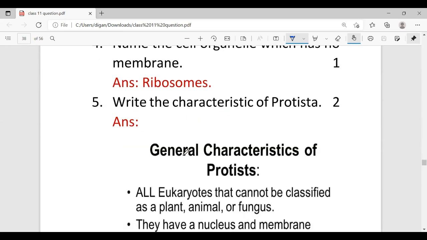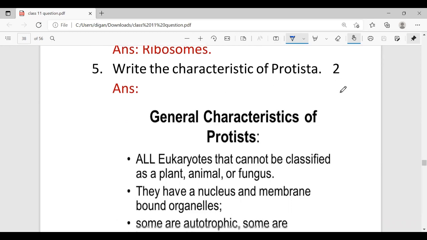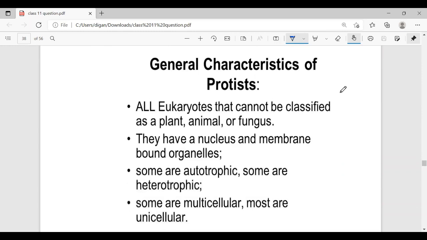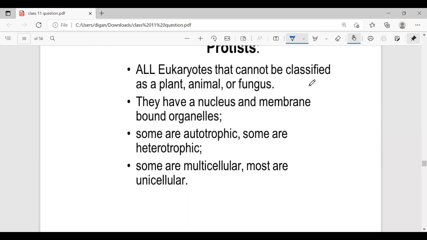Next, question number 5: write the characteristics of Protista. This question is carrying 2 marks. So if you write 2 points, that will also be sufficient. But sometimes this type of question will carry more than 2 marks. That's why here I am showing you all the 4 points. So these are the 4 points.